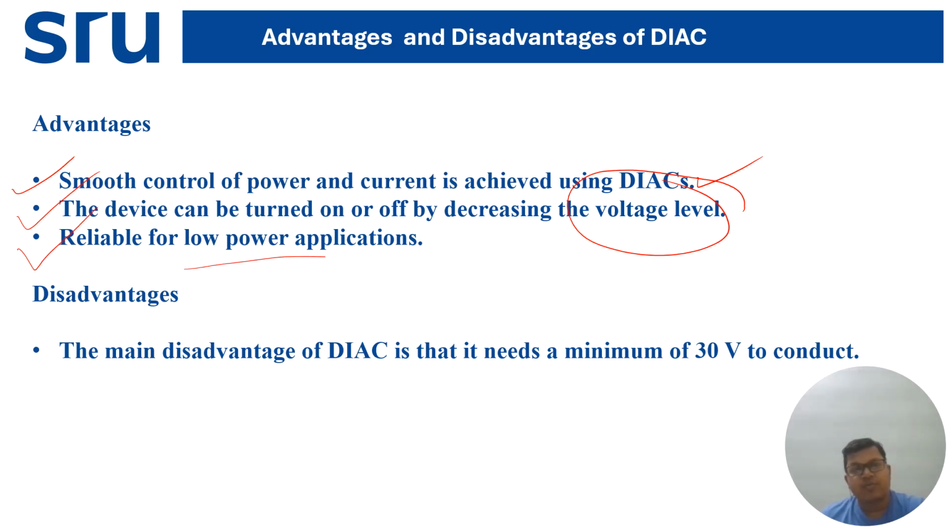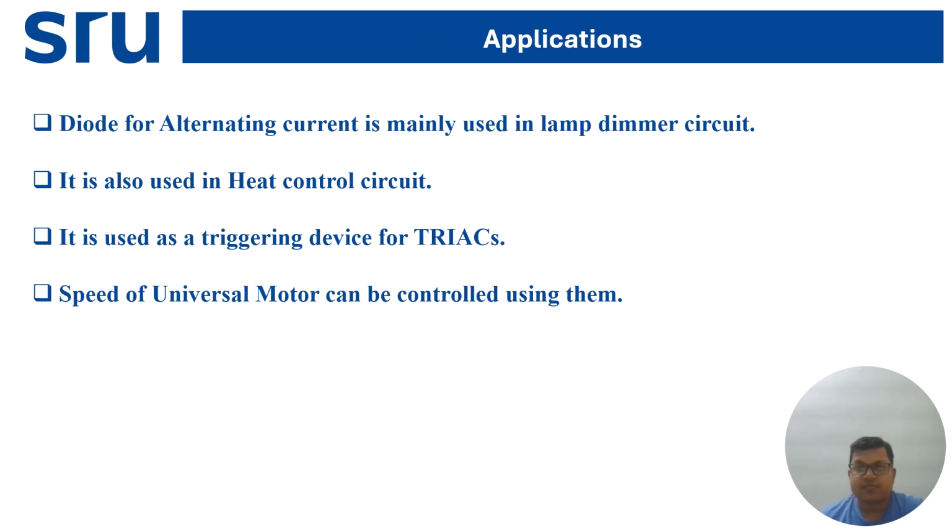The third one is that it is reliable for low power application. Okay, earlier we noticed that the TRIAC is useful for high power application. Now we can see that the DIAC is reliable for low power application as well. Okay, so now we will see some disadvantages. The most important one is that the DIAC needs a minimum of 30 volts to conduct. Minimum of 30 volts, which is not a small number in the case of low power application. So this is one kind of disadvantage of the DIAC.